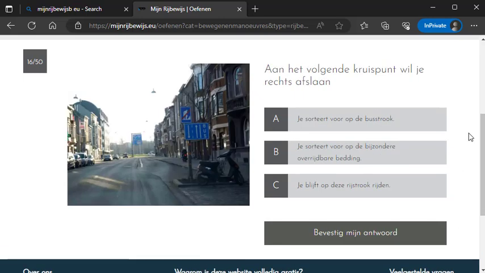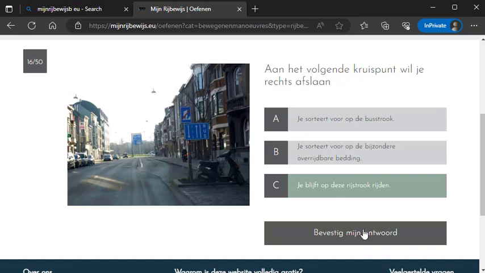On the next roundabout, you want to turn right. So what are your options? Option A is you sort yourself on the reserved bus lane. Option B is you select the special reserved bus lane. Option C is you continue driving on this lane. As you can see from the traffic sign, on the right is the reserved special bus lane. You don't sort on that lane, so you continue driving on this lane, and only at the junction do you turn right.